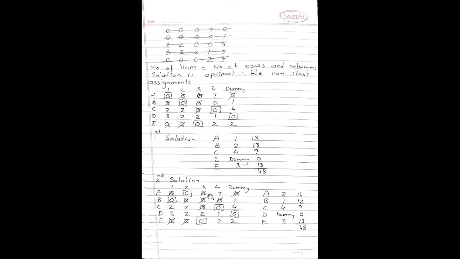So this 0 is marked, so we have to cross the remaining zeros. So B will mark with 1, C will mark with 4, D will mark with 5, and E will mark with 2. So A is assigned with 2 and the time is 14. B is assigned with 1 with 12. C is assigned with 4, value is 9. D is assigned with a dummy 0 and E is assigned with 3, 13. So 14 plus 12 plus 9 plus 0 plus 13, total becomes 48. So this is the second solution.